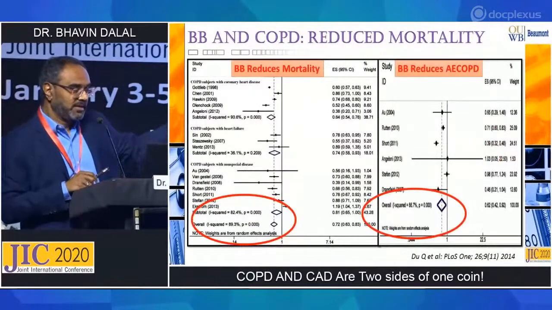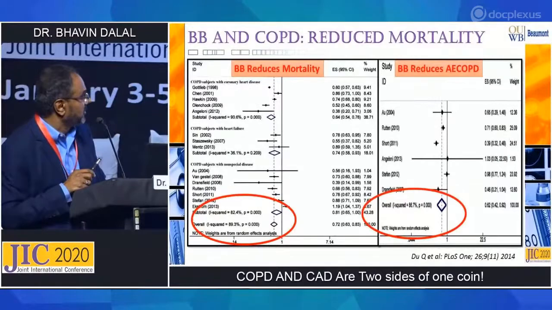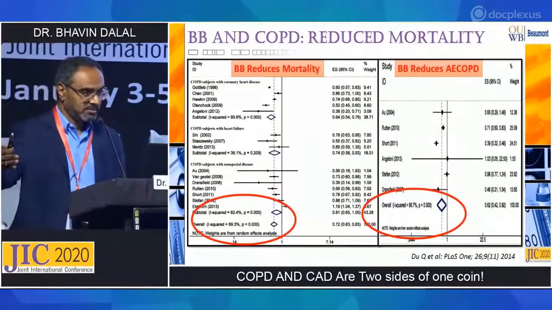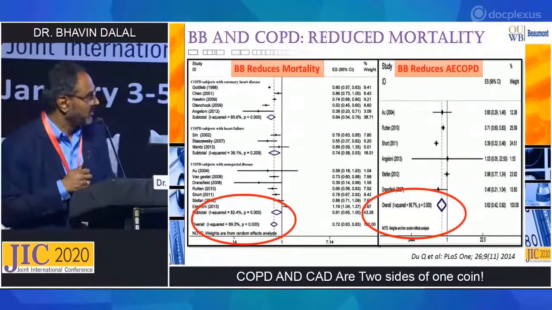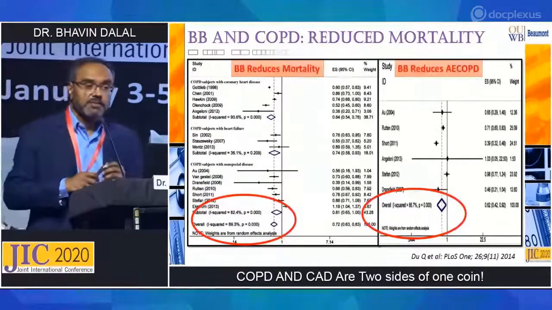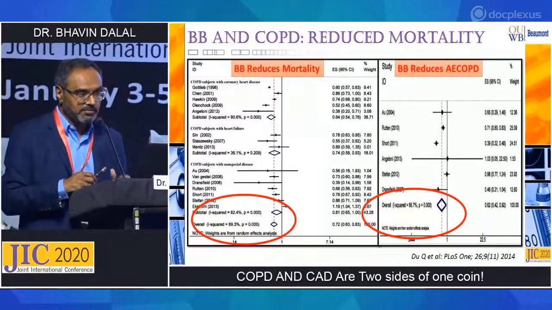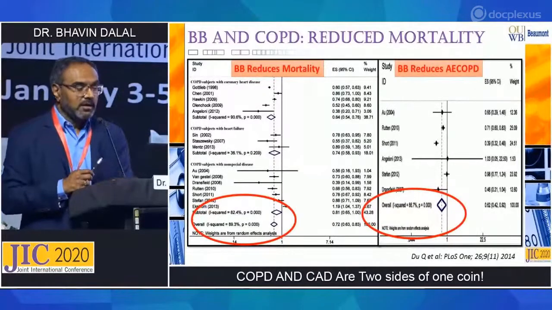People who have COPD and acute exacerbation. So here you can see the people who have just COPD or a stable COPD, and these are the people who have an acute exacerbation of COPD. Those who were on a beta blocker versus those who were not, in both cases, the people who were on a beta blocker had an important reduction in mortality.